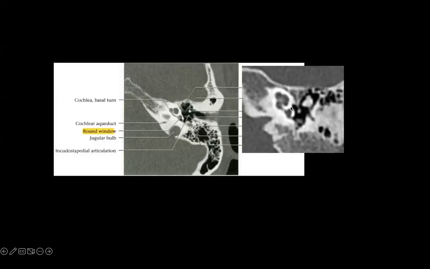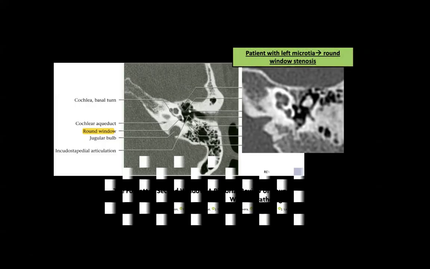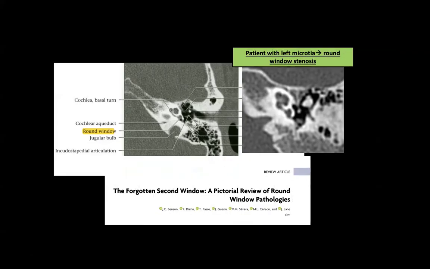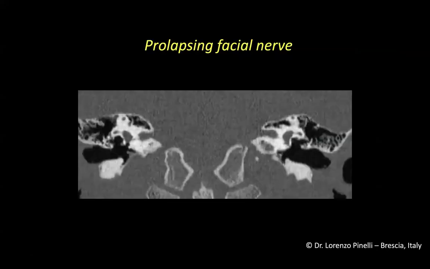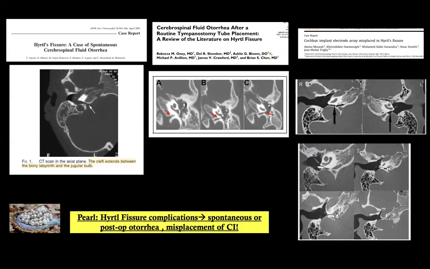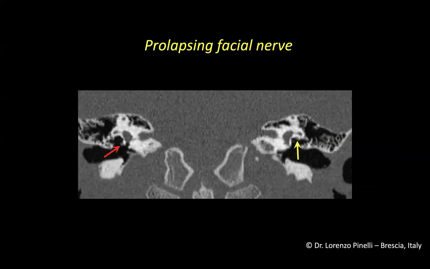Sometimes the round window is in fact small, and this is a problem for the ENT who look for the round window to enter the cochlea. So very, very important that you look at both of them. If you want a paper on the round window, look at this beautiful review article by some American colleagues. This is another case with normal facial nerve on the left and prolapsing facial nerve on the right, sometimes in the absence of pathologies of the round window.